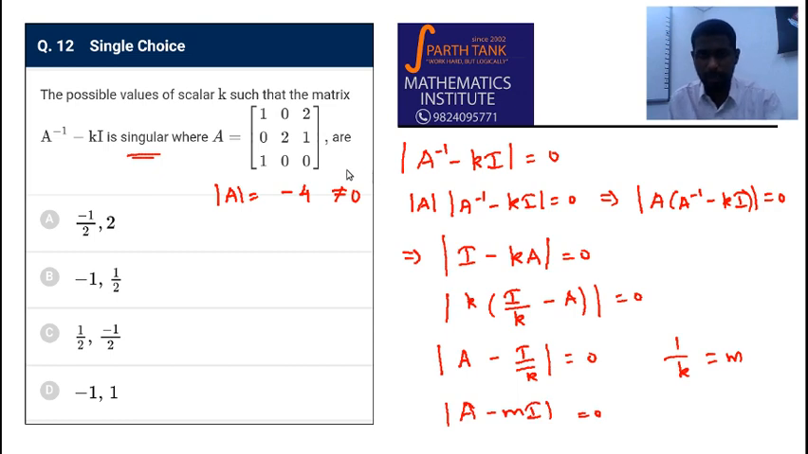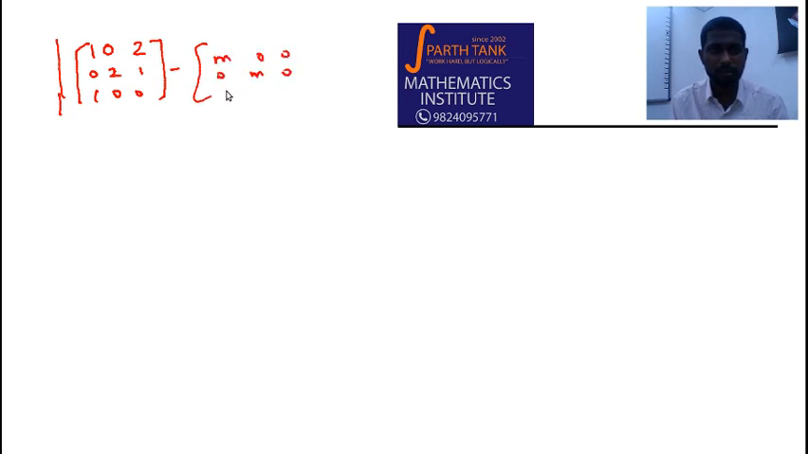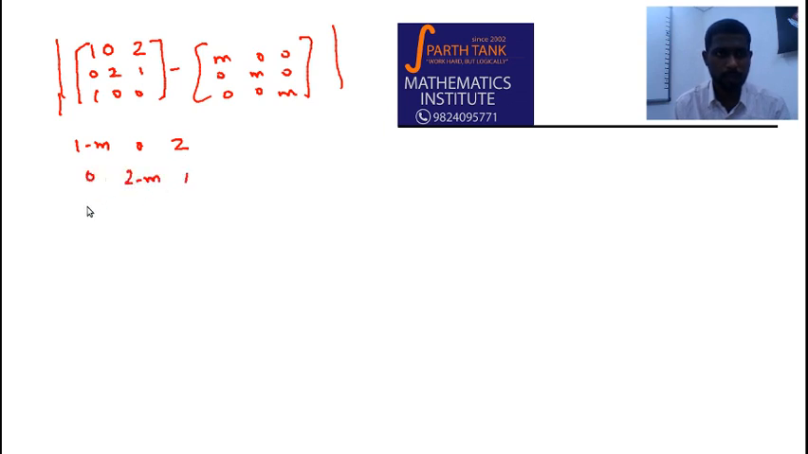A minus mI. Now A is 1 0 2, 0 2 1, and 1 0 0, minus m times I, which is m 0 0, 0 m 0, 0 0 m, or 1 minus m, 0, 2, 0, 2 minus m, 1, 1, 0, minus m. This determinant should be equal to 0. Let us evaluate this determinant carefully.